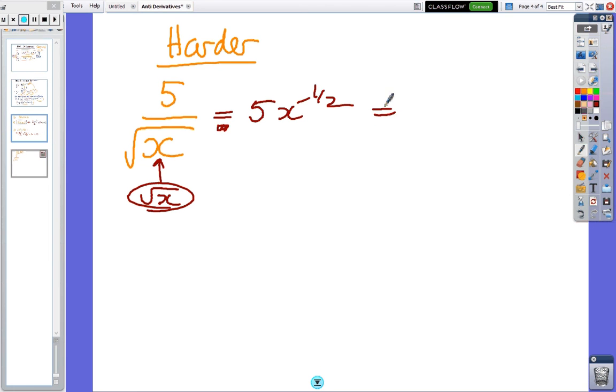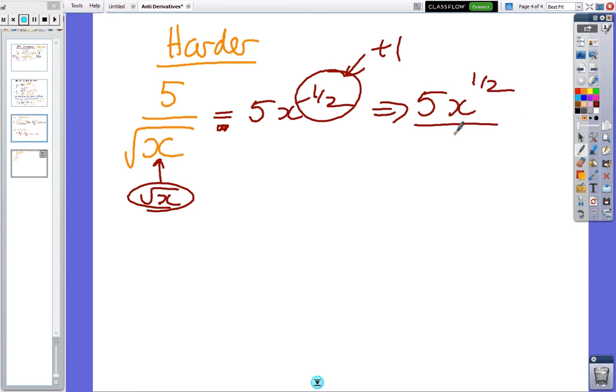And then it leads to, we add 1 to the power. So when you add 1 to minus a half, you get plus a half. Do it on the calculator if you can't see that. And then we divide by a half, the new power, and that does now equal 5 divided by a half, which is 10. So the answer is 10x to the half, or if you wanted to, you don't have to, you could answer 10 root x.